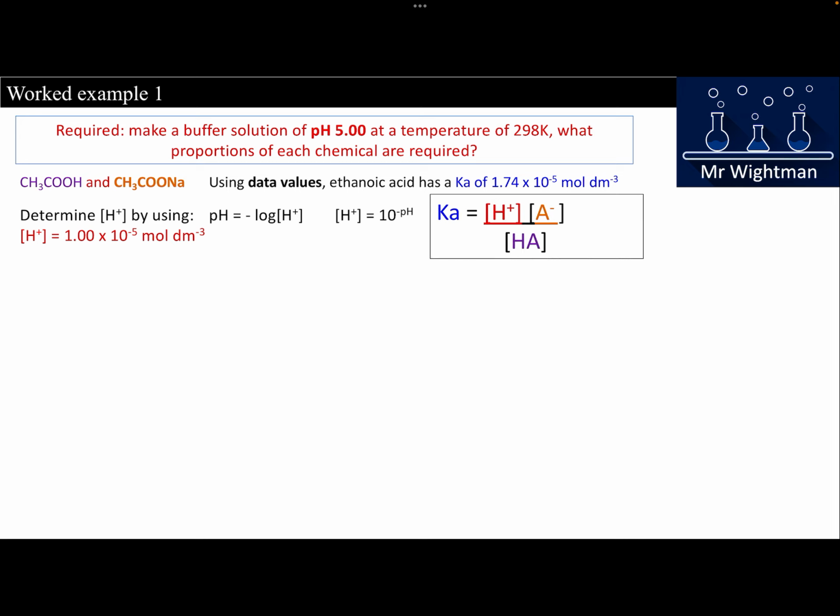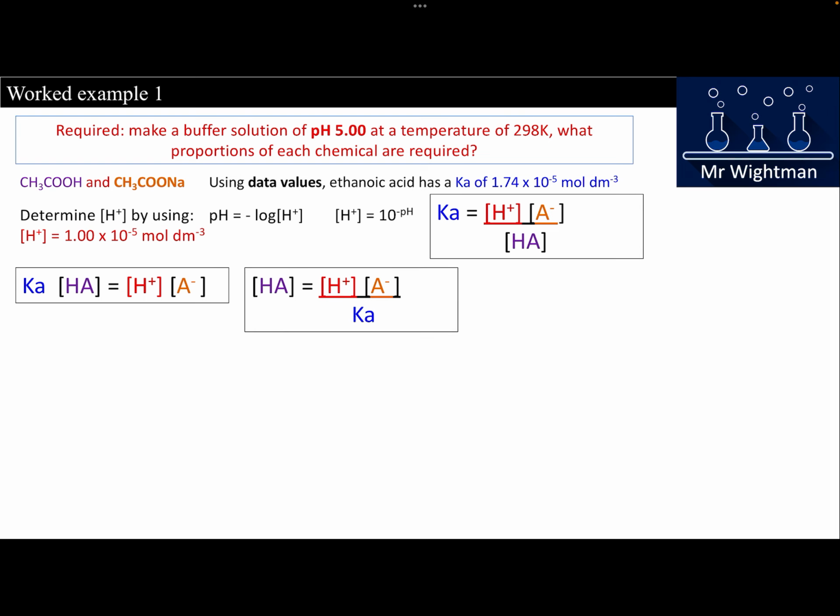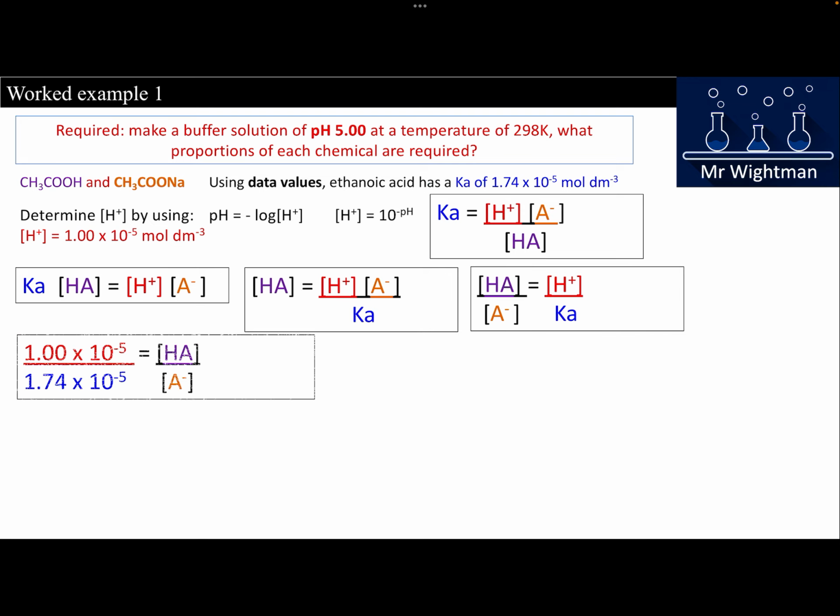And then if you start rearranging the expression Ka equals H plus times A minus over HA, you would have Ka times HA equals H plus times A minus, if we times both sides by HA. Dividing both sides by Ka will give us HA equals H plus times A minus over Ka. And then dividing both sides by A minus will give us HA over A minus equals H plus over Ka. We currently have the H plus concentration and the Ka value, and students might get to this point but then not know what to do because you're missing one of the other bits of information, perhaps to get one of those items, HA or A minus. So most will get just the 1 mark.